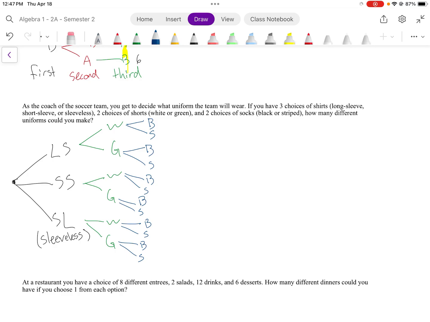As you can see, it's a lot of just repetition, just doing the same thing over and over and over again. Here are all of my final options. So I've got 1, 2, 3, 4, 5, 6, 7, 8, 9, 10, 11, 12. I didn't have very many things to pick from, but I still have a total of 12 different uniforms.